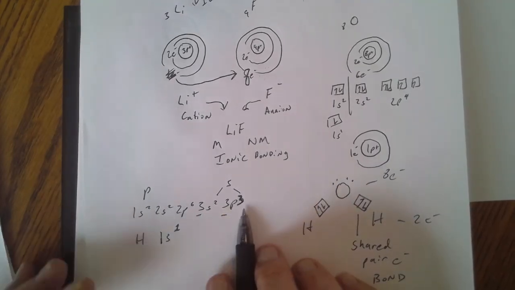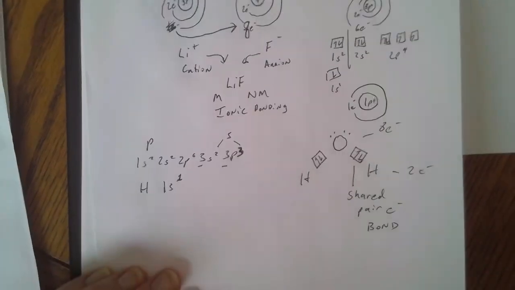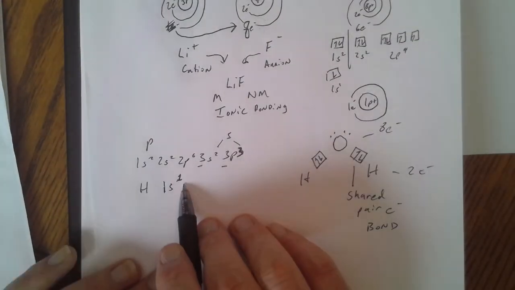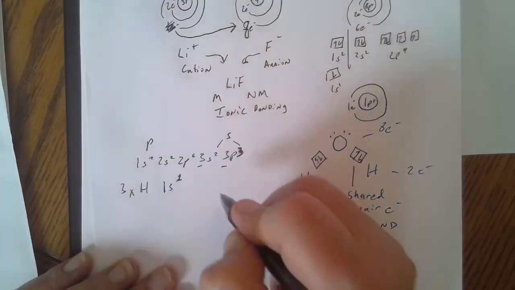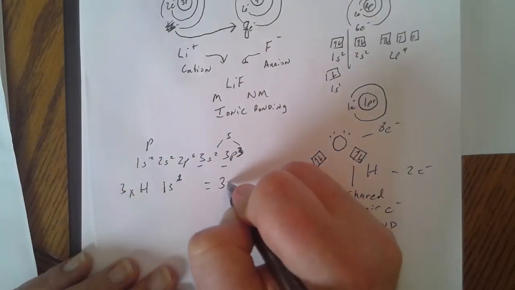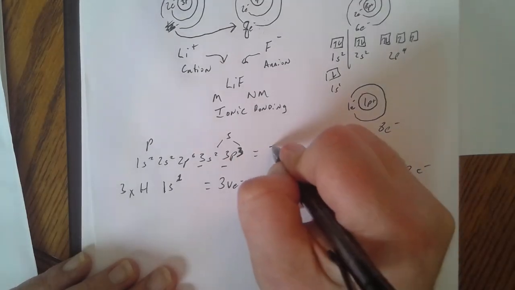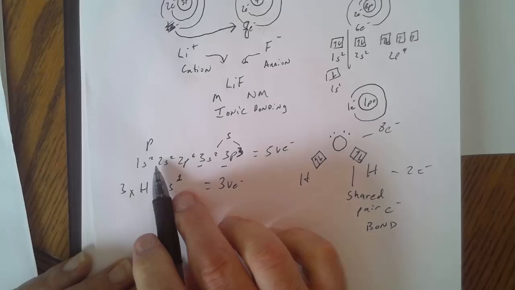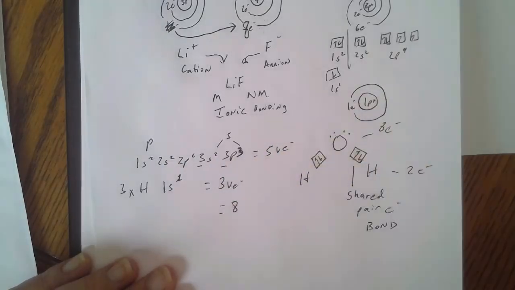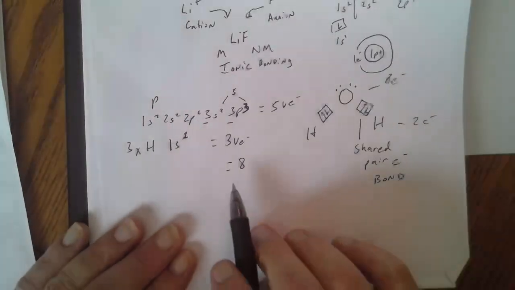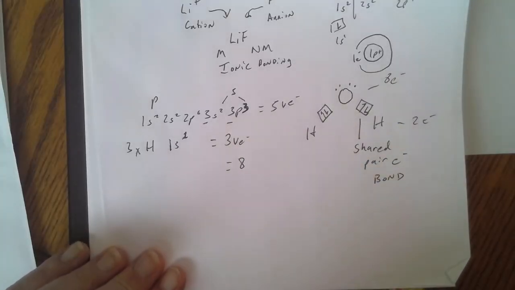If we were to make our box diagrams, we would have the same thing, but again, that takes time. So what you can do is say, okay, we have 3 of these hydrogens. That's a total of 3 valence electrons. And we have 2 plus 3, which is a total of 5 valence electrons for the phosphorus. 5 plus 3 equals 8. So the bonding for this situation is going to have 8 electrons to work with.